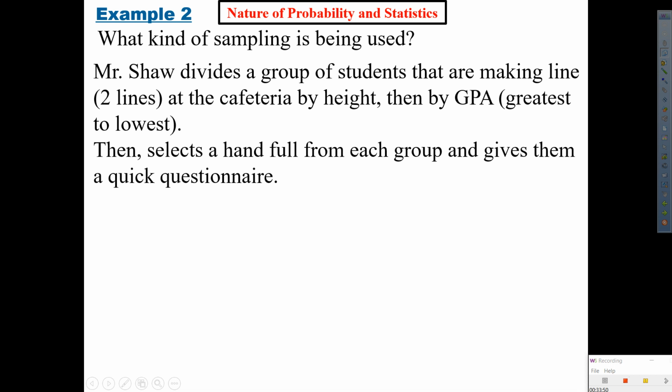I know it got a little confusing because he's using both groups, but did he use the entire group from each? No, so he stratified. He stratified, all right? Here goes another one.